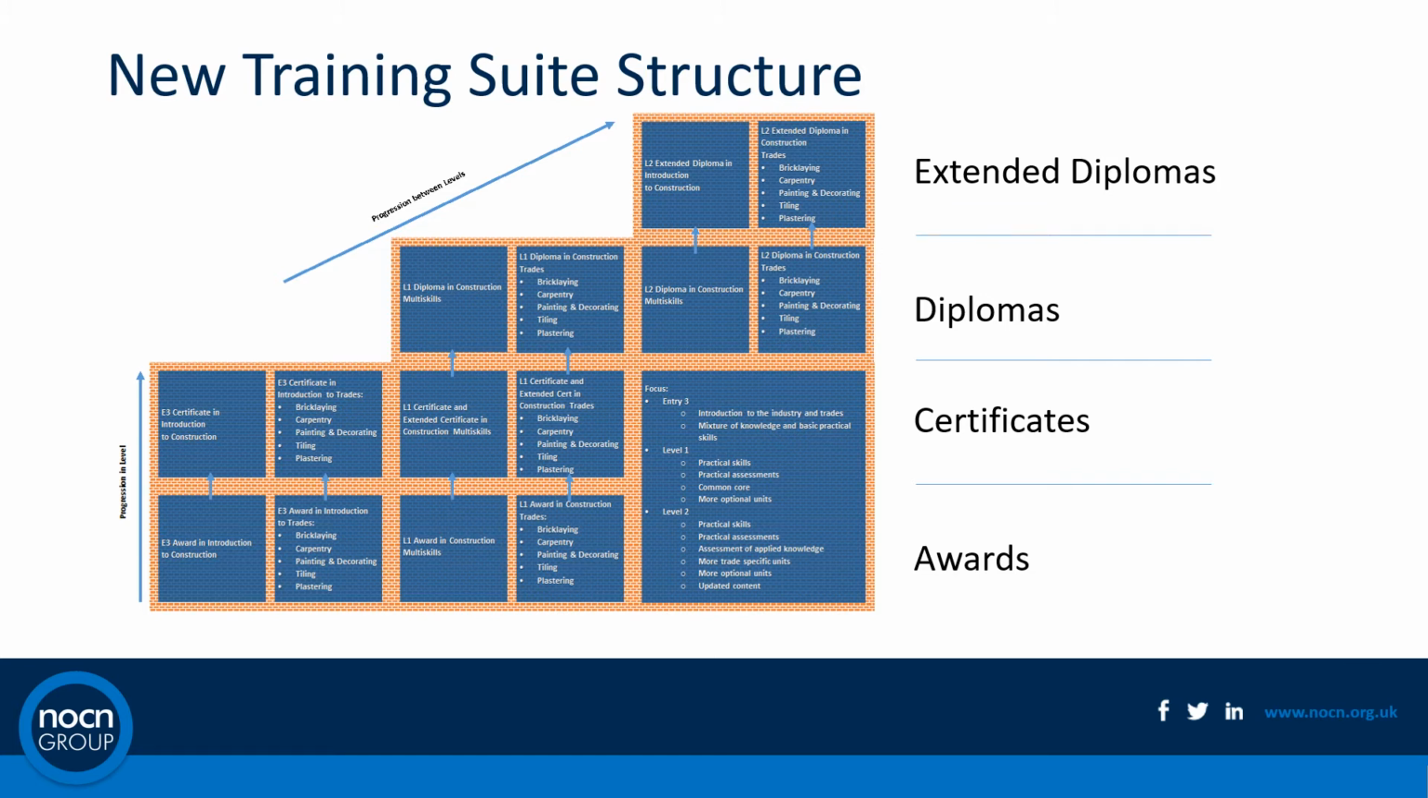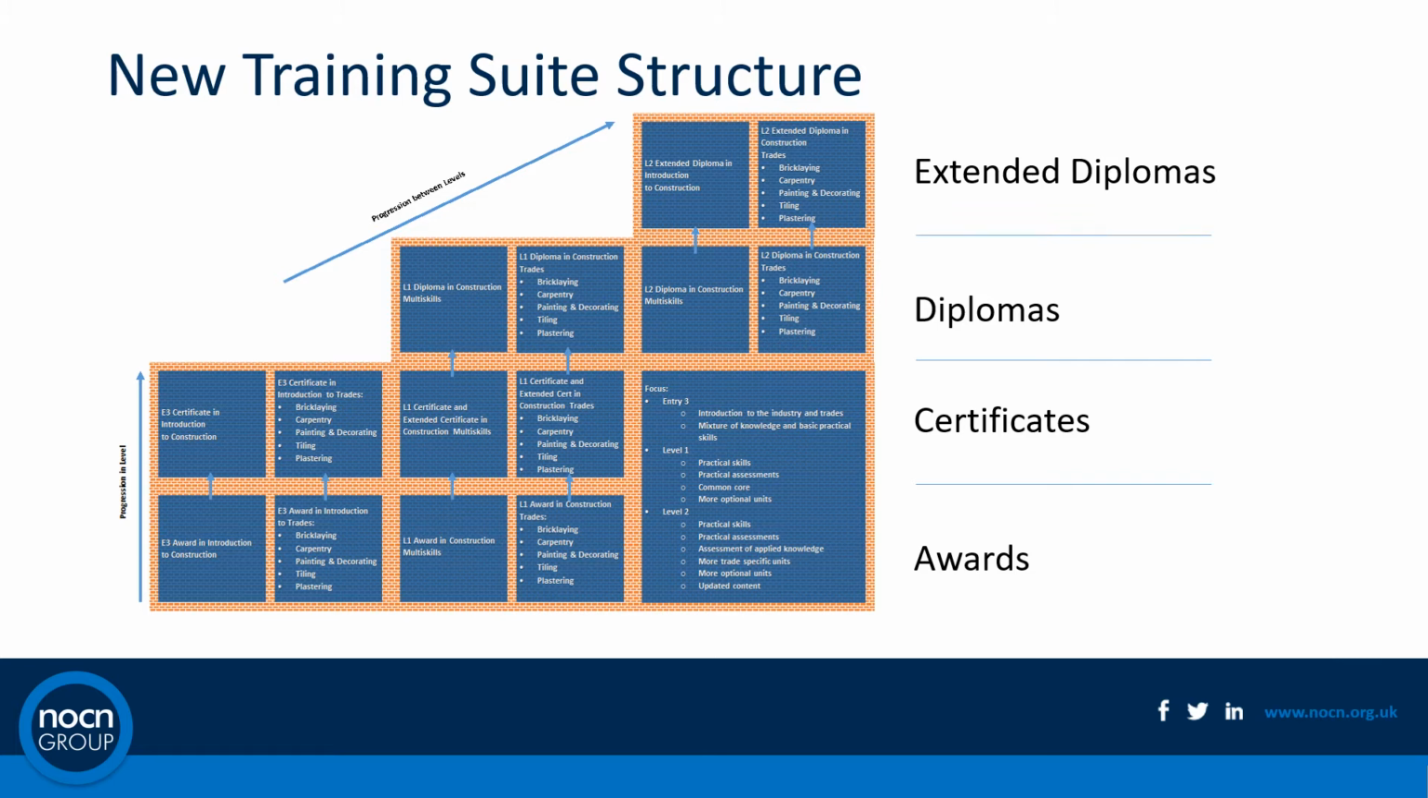Across the bottom we've got the awards, and then moving up we've got certificates, then diplomas and extended diplomas. So you can see at entry 3 we're going to offer an award and a certificate. Moving up to level 1 we're offering awards, certificates and diplomas, and then at level 2 we've got diplomas and extended diplomas.